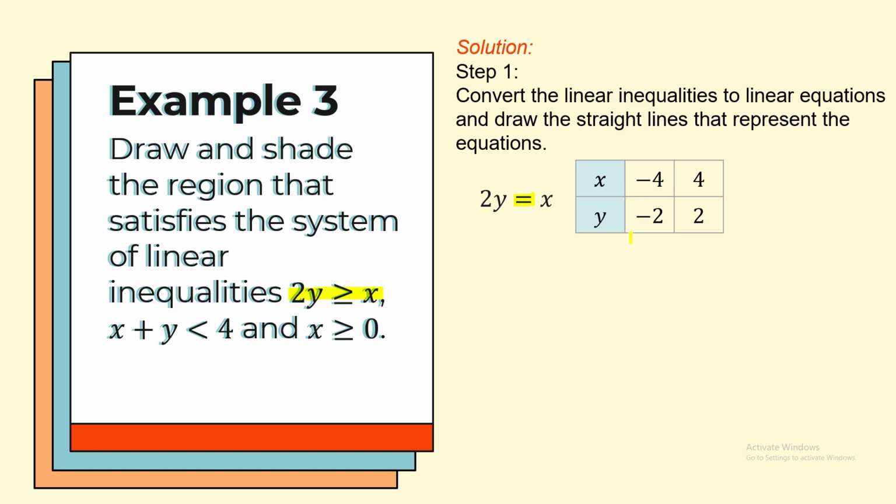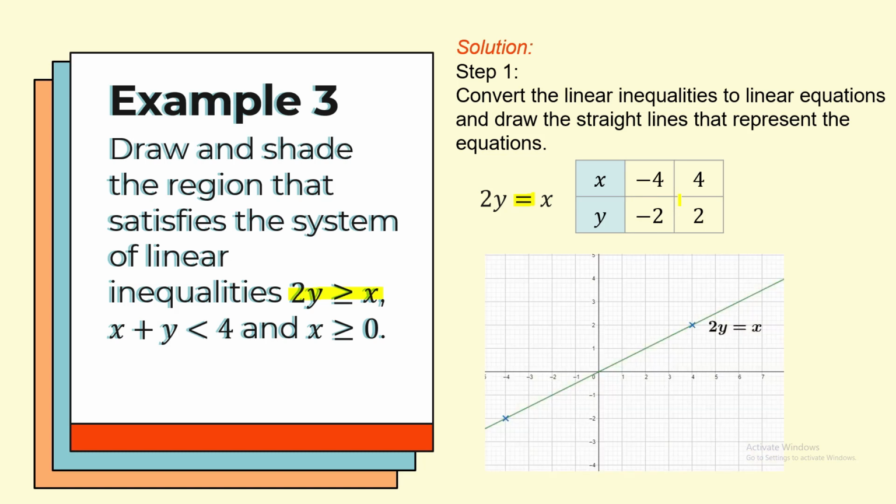Okay, after you get 2 points, you will draw a straight line on the Cartesian plane. You plot the 2 points and then you draw the straight line. And you must be careful what type of line it is. Is it a dashed line or a solid line? Okay, for the first linear inequality, it is the solid line.